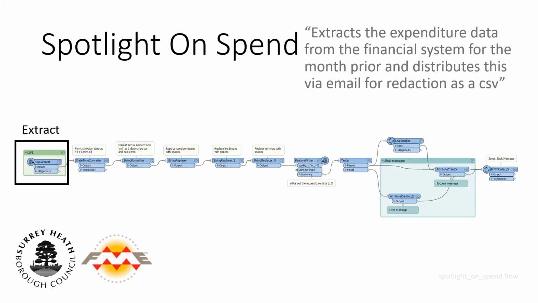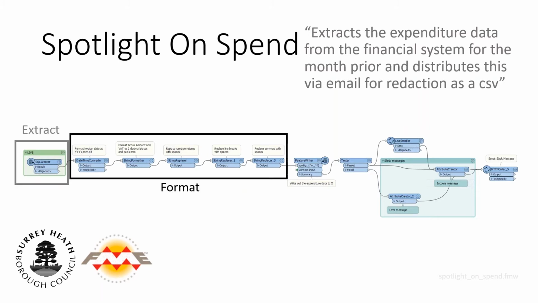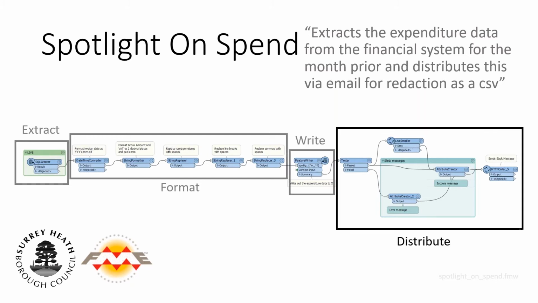It extracts the data, formats the data, such as getting the date format in the correct order or the desired format, numeric formats, and replaces special characters. It writes that out as a CSV just to an archive, just in case anything later on goes wrong down the line. And then that data is distributed via email to finance for redaction.